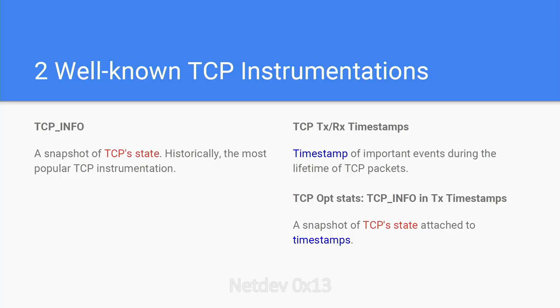And the pointer. Okay. So TCP info is probably, if we exclude PCAP, the most well-known TCP instrumentation. It basically captures TCP state and the fields we care about in TCP. On the other hand, we have transmit and receive timestamps that we support for TCP. And there is a new addition to transmit timestamps called opstats, which is basically TCP info in timestamps. And I'm going to walk through all of these and provide a summary.